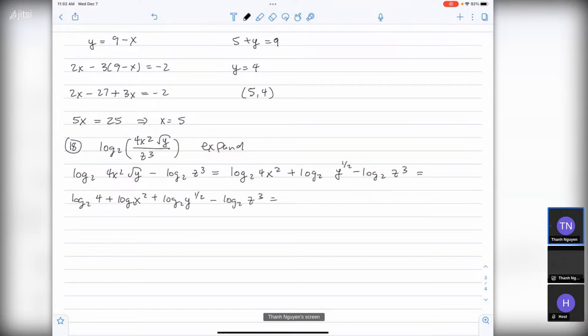Log base 2 of 4 is 2. Okay? And I could bring down the 2, I could bring down the half, I could bring down the 3 over here, right? So this becomes 2 plus 2 log of x plus 1/2 log of y minus 3 log of z. Okay?